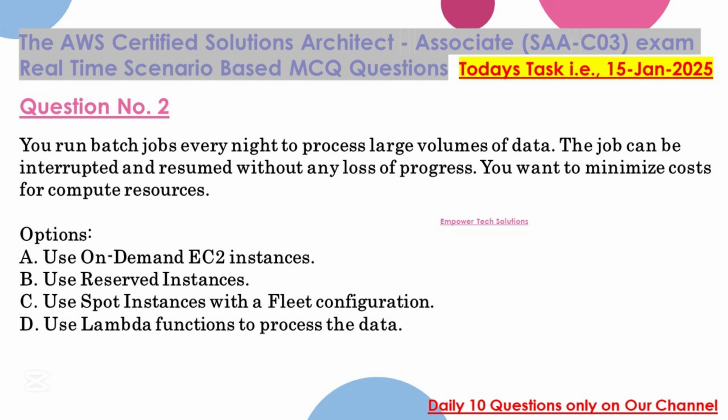You run batch jobs every night to process large volumes of data. The job can be interrupted and resumed without any loss of progress. You want to minimize costs for compute resources. Options: A. Use on-demand EC2 instances. B. Use reserved instances. C. Use spot instances with a fleet configuration. D. Use Lambda functions to process the data.